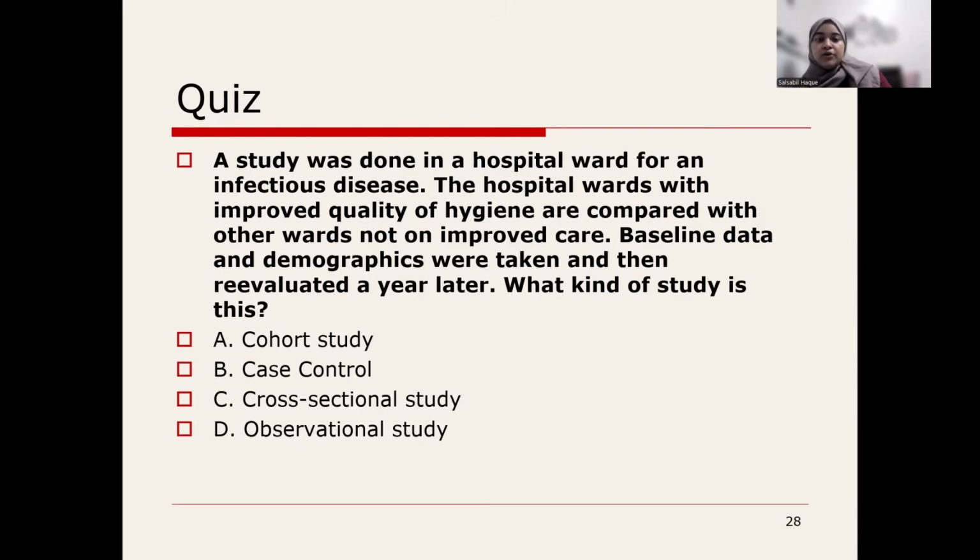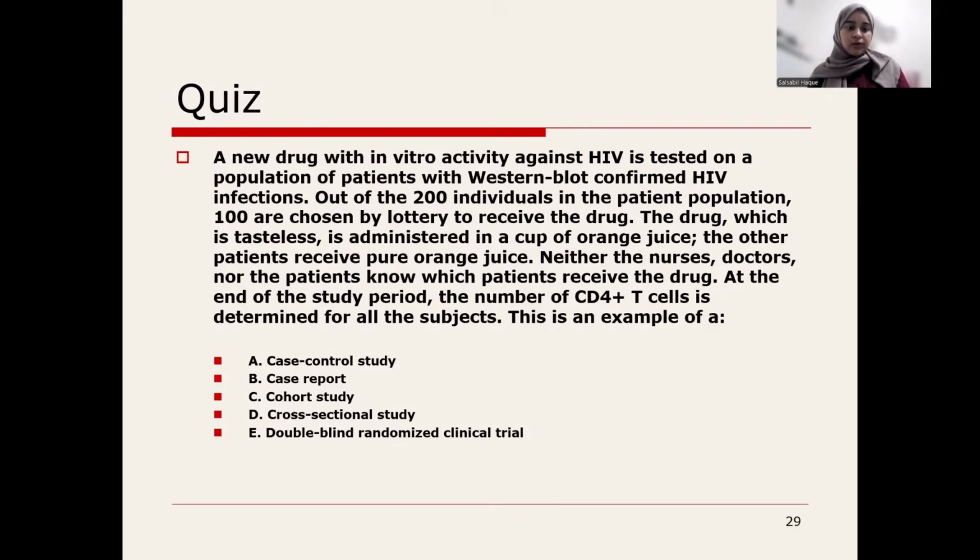So we're going to try to reevaluate them a year later. So again, this is a prospective cohort study. So we have patients on wards with improved quality of hygiene and wards with decreased quality of hygiene. We follow them up for 1 year, calculate all the demographics and everything, and see their rates of infectious disease. Okay, so this is cohort. All right.